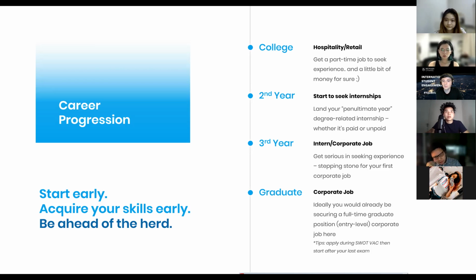And one strong tip that I could give you, if you're still studying, is that before you graduate, I think you need to apply to lots of jobs, job applications basically, during SWOTVAC. Then after the last day of your exam, the day after, that's the first day of your job. That's your first graduate position job basically. Now that's how I see it. That's the ideal path that I would see this going.